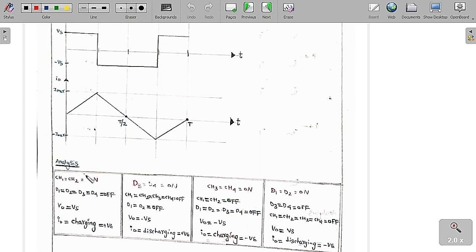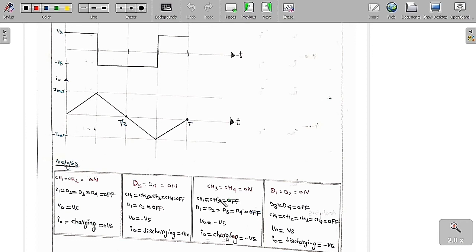So we can say clearly, in the first case, chopper 1 and chopper 2 are on and remaining everything is off. Therefore V0 is equal to plus Vs, and the current in the inductor is in the charging mode. It is going to increase in the positive direction. Whereas in the second case, D3, D4 are on and remaining everything is off. Therefore V0 is equal to minus Vs, and the current in the inductor is going to discharge in the positive direction.